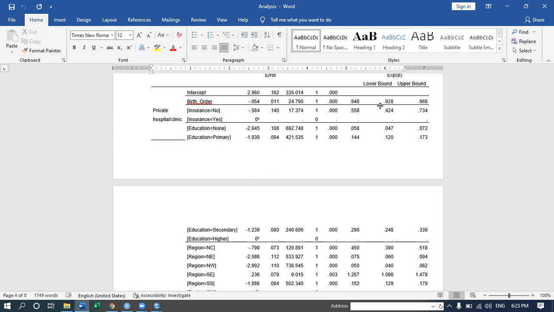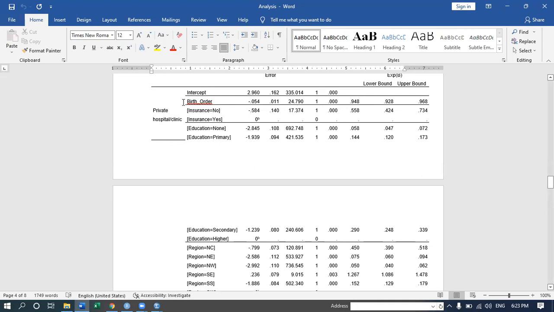Now, take note, the way they interpret quantitative variable is different from the way they interpret qualitative variable. When I talk about quantitative, I talk about numbers. When I talk about qualitative, I'm talking about categories, I mean, variables that have categories. Insurance, yes, no, it has categories. But when we are talking about birth order, it has no category. They are all numerical values. So the way they interpret numerical values is different from the way they interpret categorical values. So now let's interpret this.